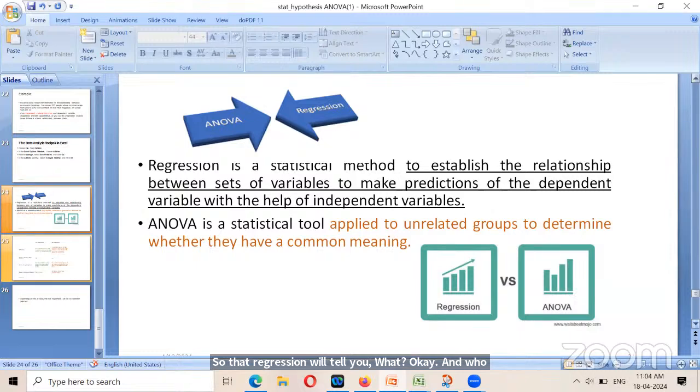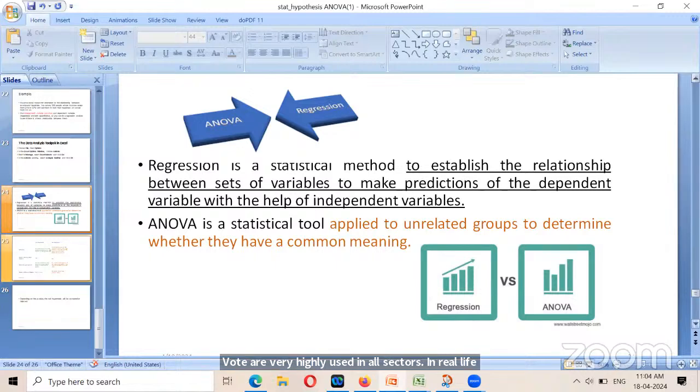Okay, so what is the similarity? Regression and ANOVA are both statistical tools. Number one, both are very useful. Both are very highly used in all sectors in real life also, but they have some differences.